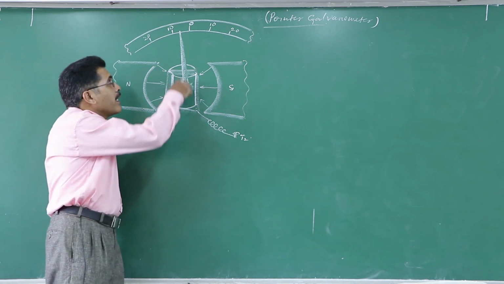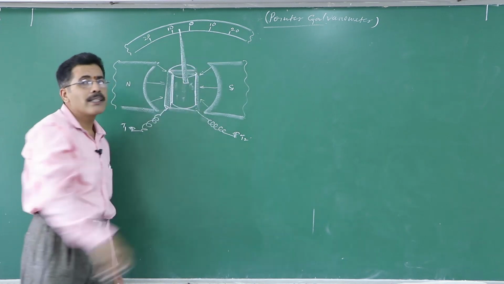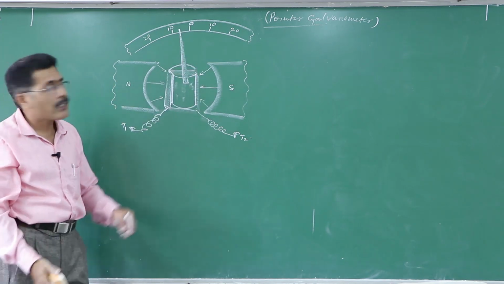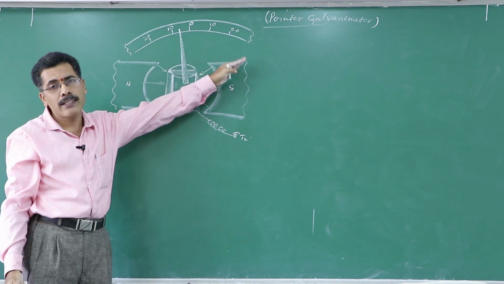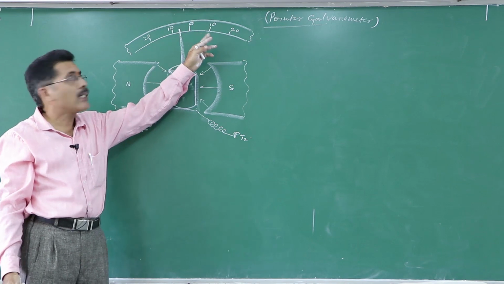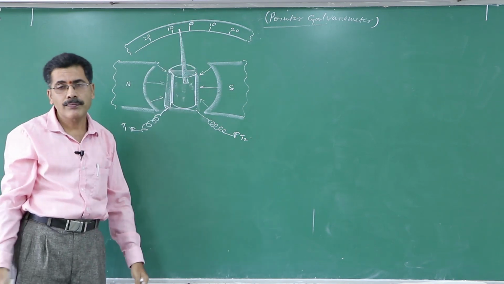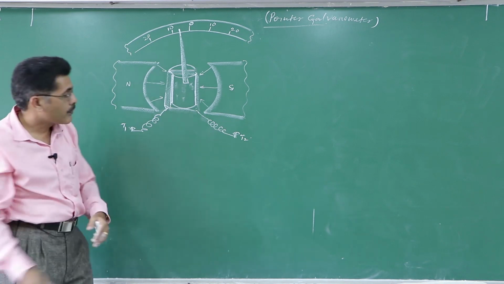A long and light aluminum pointer is attached to the coil. The free end of the pointer is made to move across a graduated scale with center 0. How does it work?